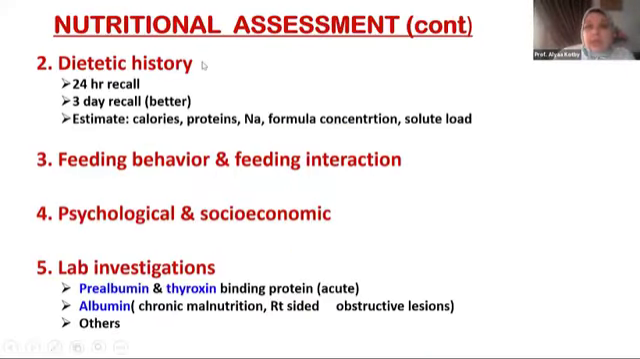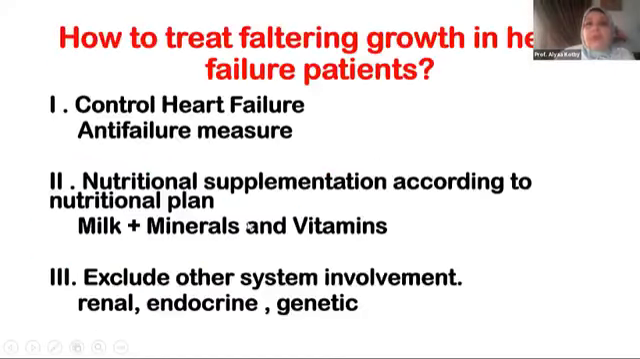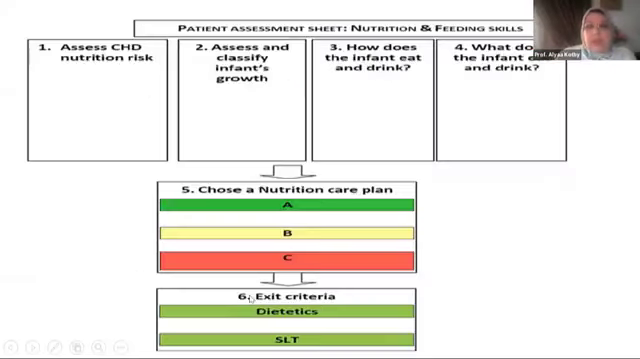We have to take the dietetic history with recalls and estimate the calories, watch the behavior of the feeding and feeding interactions, psychological and socioeconomic factors. But in order to manage cases, we have to understand that we have to control the cardiac conditions. So to treat faltering growth, we have to treat the heart failure in patients, control the heart failure with anti-failure measures, give nutritional supplementation according to the nutritional plan that we're going to talk about, and exclude other system involvement because there might be an additional factor that we are overlooking.